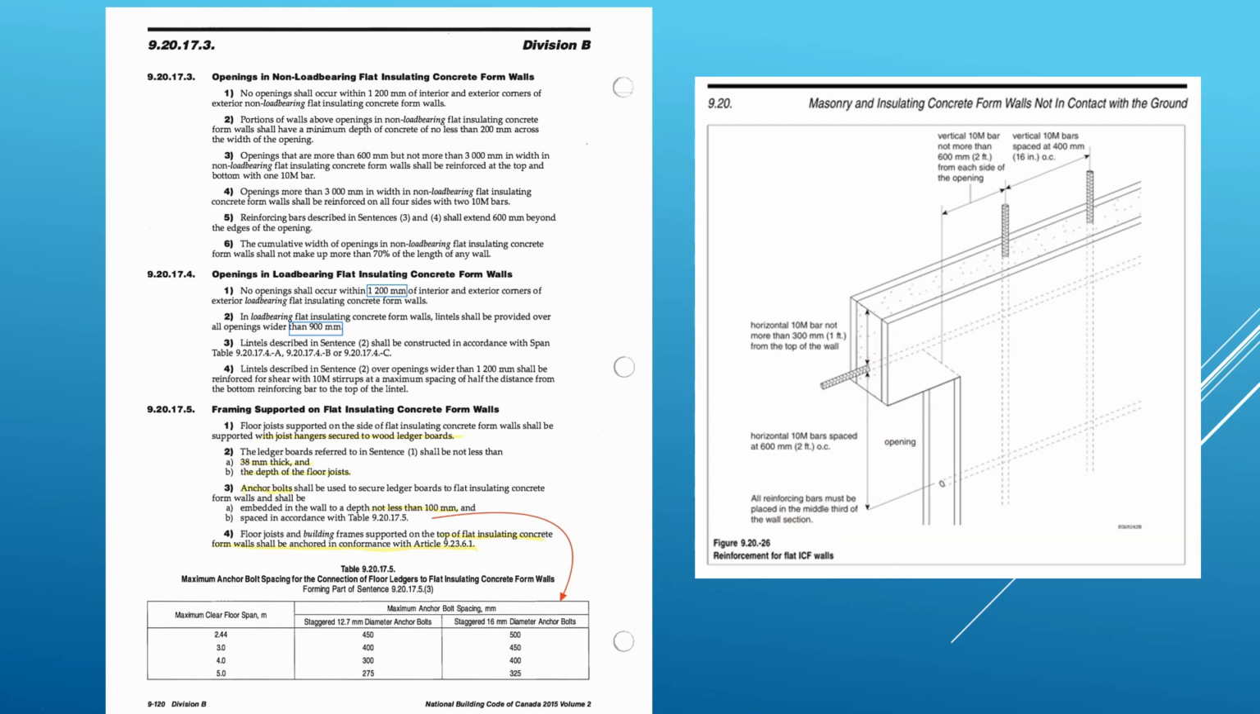And they also talk about anchor bolts on this. They'll give you a spacing: the anchor bolts securing boards to flat insulating concrete form walls shall be embedded to a depth not less than 100 millimeters and spaced in accordance with 9.20.17.5. So you have to look at your floor plan and then figure out your anchor bolts in there.